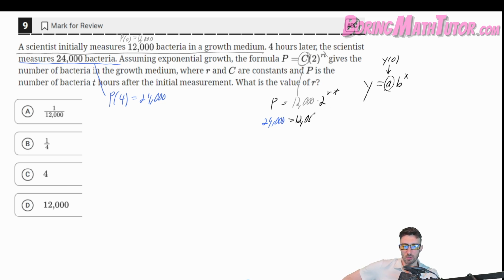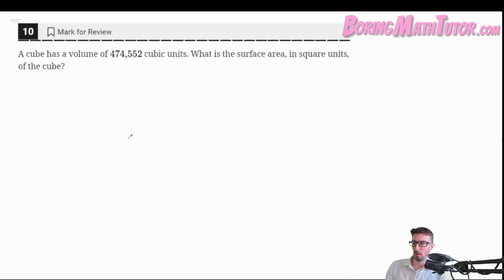So it's going to be equals 12,000 times 2 to the r times 4. And now we just want to divide here. And if we divide by 12,000, then we're going to end up getting 2 equals 2 to the 4r. And now I can rewrite 2 as 2 to the 1, which means that 1 must equal 4r, so r must be 1/4. It says a cube has a volume of that.